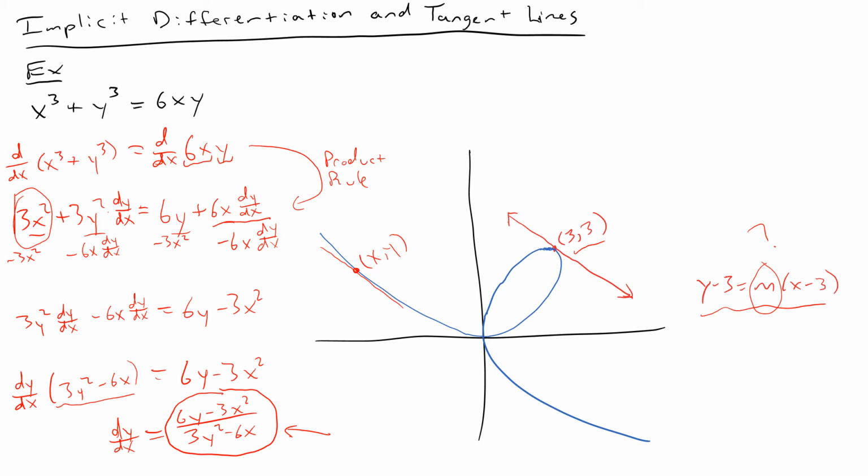Now we're focusing on this point (3, 3). Let's plug that point into this expression for our derivative, and that'll tell us the slope of this tangent line that we're trying to find the equation for.